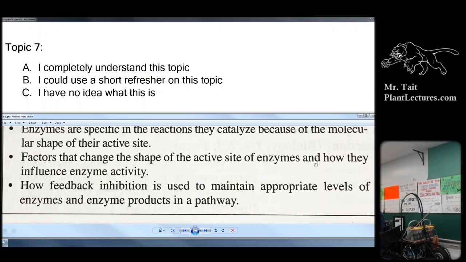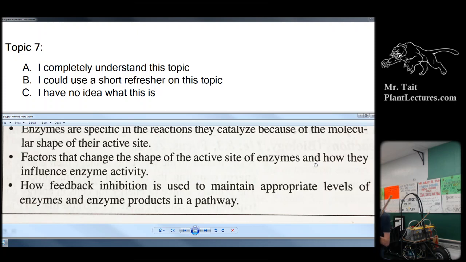Competitive inhibition means that the product of the reaction is going to come back and bind to the active site and prevent further substrates from getting into the active site. That's going to lower the activity of the enzyme, which will then lower the reaction rate.